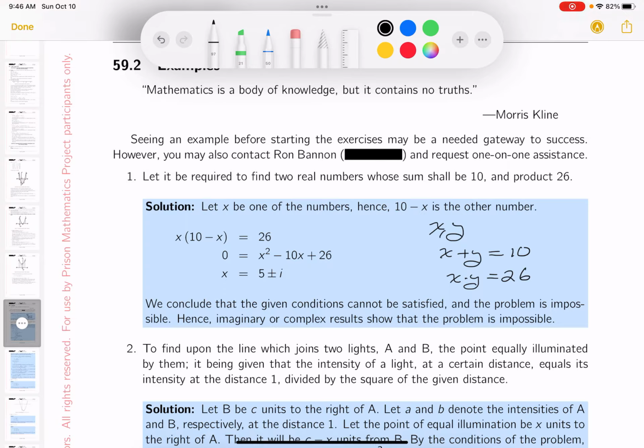What I want to do is eliminate one of the letters in the problem. The way I'm going to do that is take this equation and solve it for Y. Y is going to be equal to 10 minus X. So it's going to be X times Y, where Y is now 10 minus X, equal to 26. What do you get? 10x minus x squared equals 26. I'm going to have to solve that for 0. So you get 0 equals x squared minus 10x plus 26. I like the coefficient on the square term to be positive.